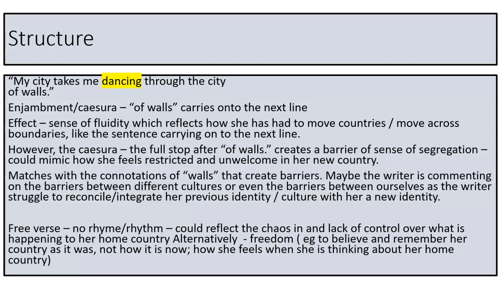Let's think about the structure then as well. I'm going to particularly zoom in on this sentence here. My city takes me dancing through the city of walls. Okay, so this is two lines in the poem where of walls is part of the same sentence, but it goes on to the next line in verse 3. So here we've got some enjambement, because the sentence doesn't stop here at the end of the line. It carries on into the next line. Let's just flick back to the poem so I can show you that.